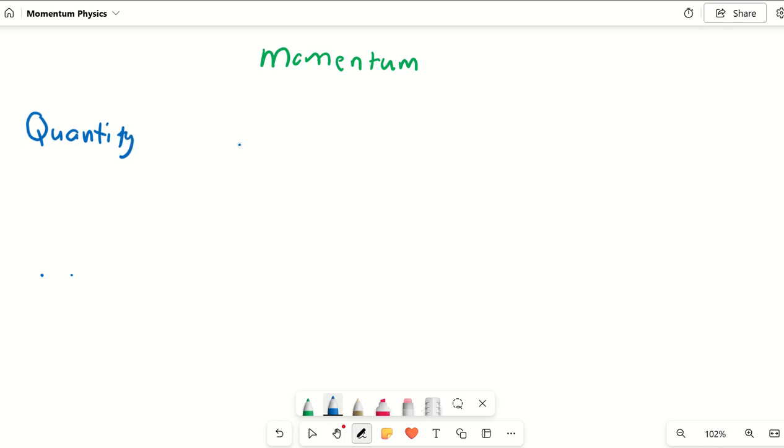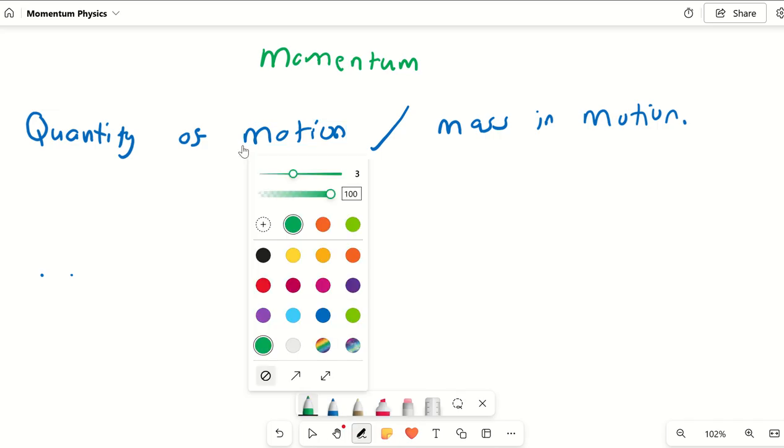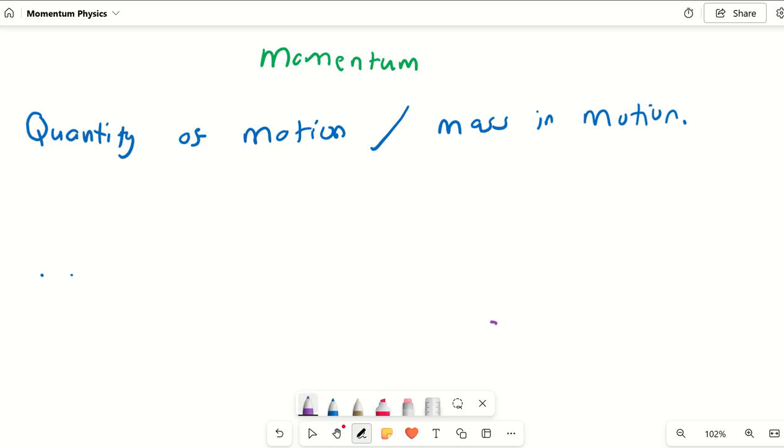Quantity of motion. Another definition was mass in motion. I'm going to explain shortly. So how did we get to that definition? I used an example. This is just like a 6-minute summary of what we covered last week. So I used an example to justify this definition.